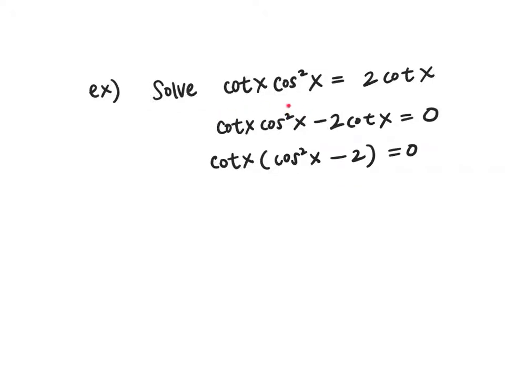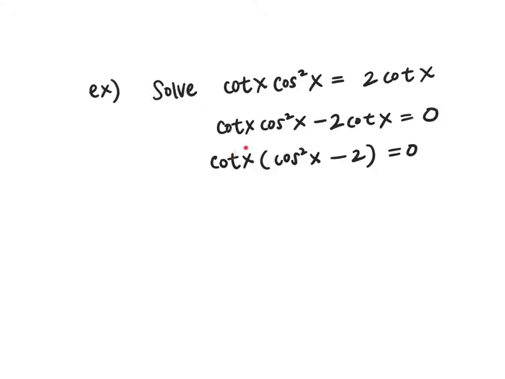If I were to take these two parts, because I have something minus something, and they both have cotangent of x in common, what do you get? If you're pulling out the cotangent of x, what do you get if you divide this first chunk by cotangent of x? You're left with a cosine squared of x. What are you left with if you divide negative 2 cotangent of x by cotangent of x? You're left with negative 2.